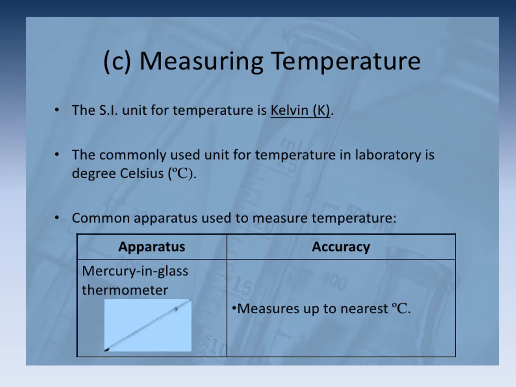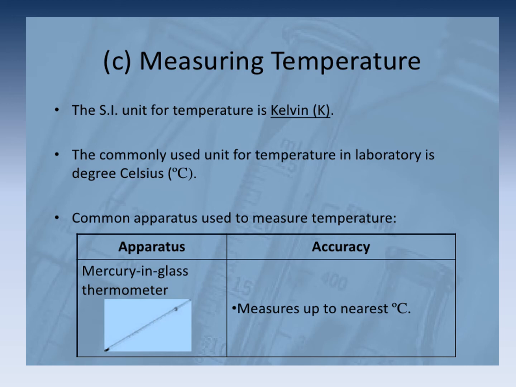Now the next is measuring temperature. The SI unit for temperature is Kelvin. The commonly used unit for temperature in the laboratory is degree Celsius. The common apparatus used to measure temperature is the mercury in glass thermometer, and its accuracy is up to the nearest degree centigrade. Now the temperature of a liquid or gas can be measured using a thermometer.